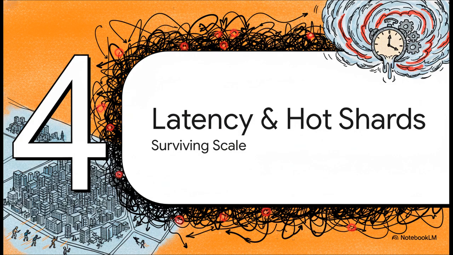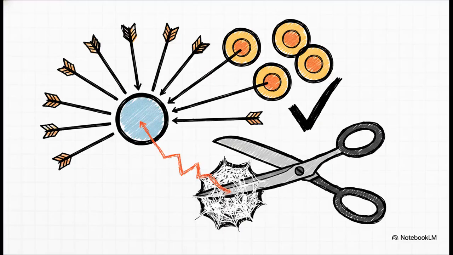Section 4. Latency and hot shards. Surviving real-world scale. This is where textbook theory meets harsh operational reality. What actually happens when our database slows down or a megacity gets completely gridlocked? Listen. Tail latency is the absolute enemy of a good user experience. If a naive matching service fires one massive query and that database node is running slow, the rider is just left staring at a spinning wheel.